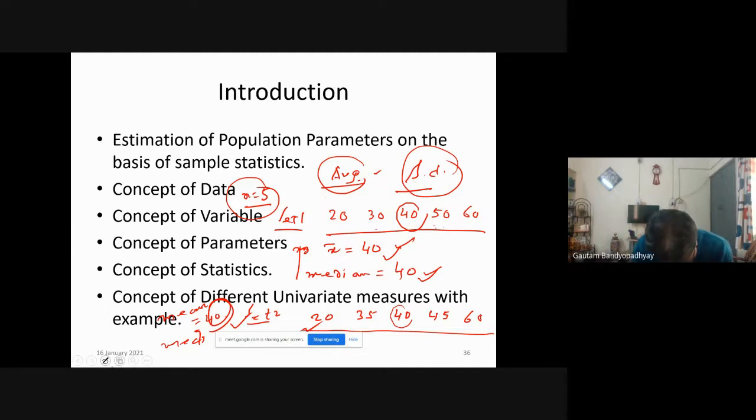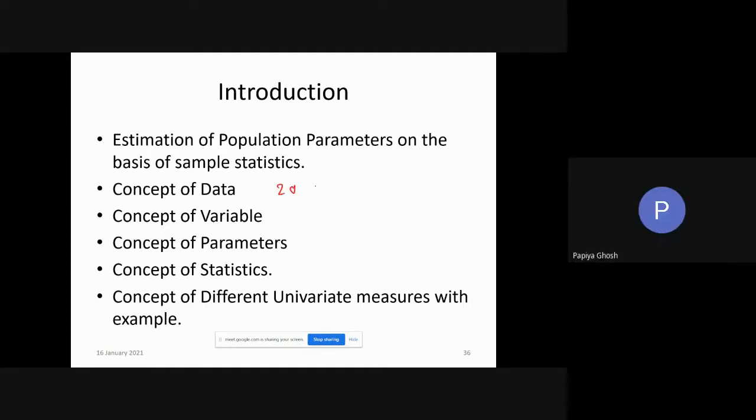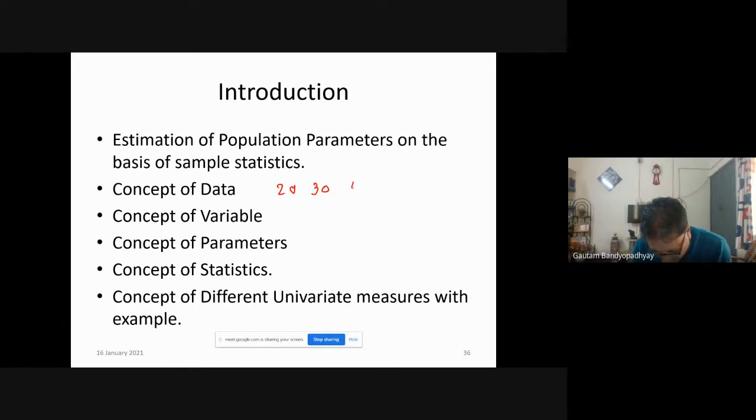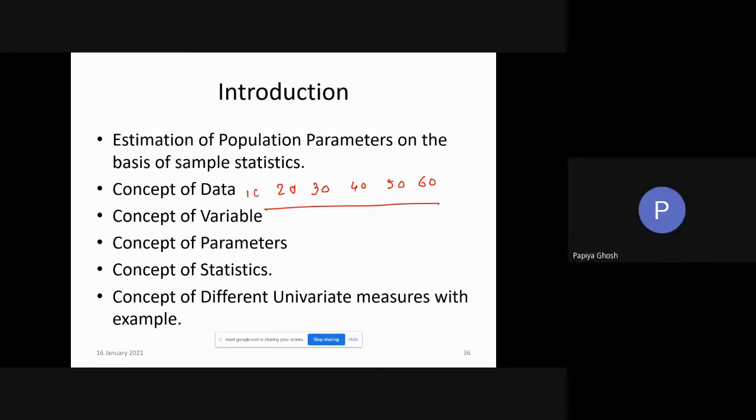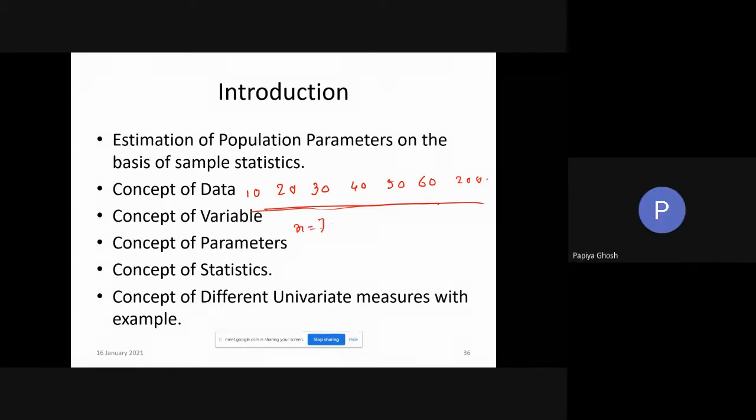Now I come to the next part. So 20, 30, 40, 50, and 60. These are the 5 observations. So one thing I can do, if I add 10 and 200, automatically the number of observations is 7.